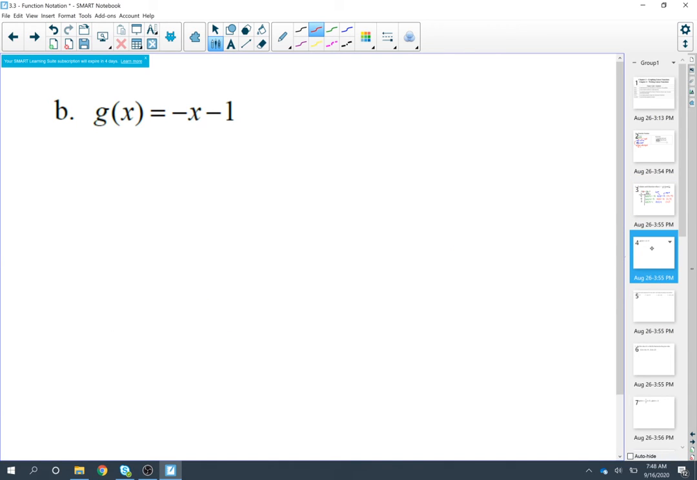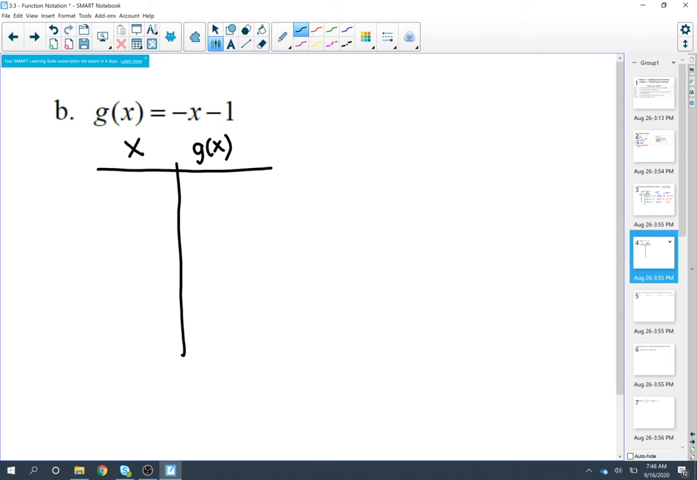Letter B, g of x equals -x minus 1. So I'm going to do the same thing. I'm going to start with a table. Input, output. This time we're not dealing with f of x, we're dealing with g of x. Don't let the variable confuse you. So the last one was f of x. This is g of x. I could also use h of x. We could use p of x. We could use q of x. It's all the same thing.